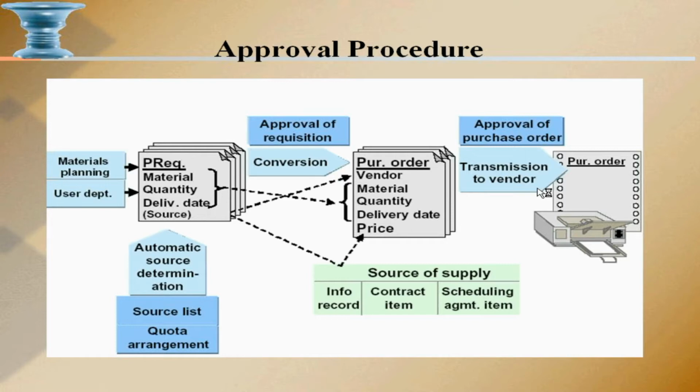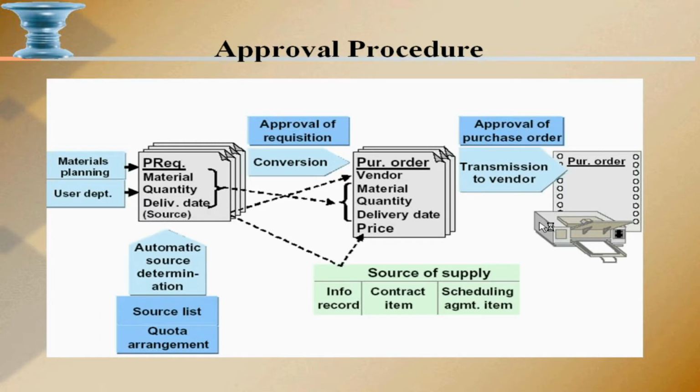So the approval procedure, this is how it goes. You can set up the approval procedure, that is the online approval process, which we call the release procedure, on the purchasing documents. You can even set it up on the invoice also, but of course that's a different procedure.